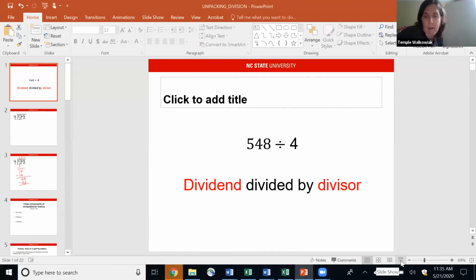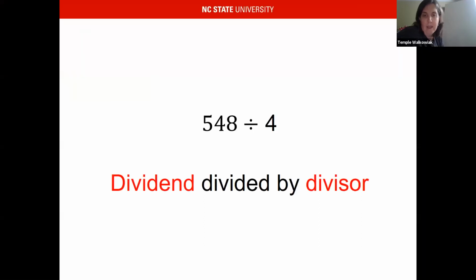So the problem, let me share my screen. So the problem that I'd like for you to think about is 548 divided by 4. And so if you want to jot it down, pause this video, jot that down, and maybe write down the way that you would solve it based upon the way that you learned when you were in elementary school.